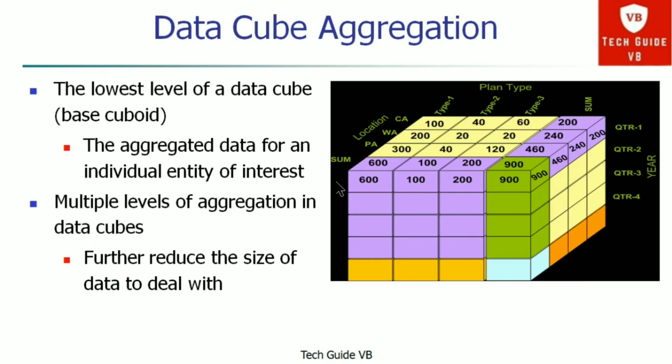First is data cube aggregation. The lowest level of data cube, that is the base cuboid, holds the aggregated data for an individual entity of interest. As you see in the diagram, we are taking the aggregation here, that is, the quarter-wise sum we have taken here. Multiple levels of aggregation in data cubes we can do, to further reduce the size of data to deal with. So here the aggregation is a very important operation.